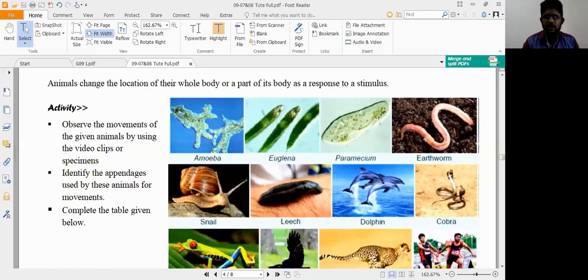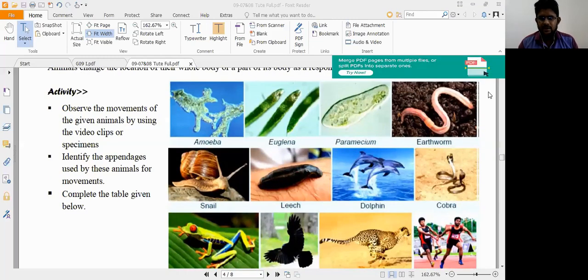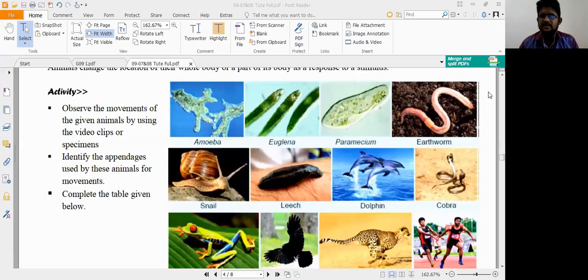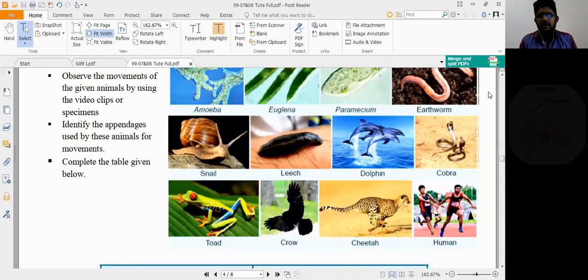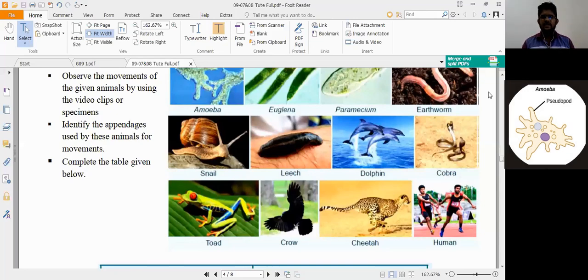You can see there are some organisms given. Amoeba, Euglena, Paramecium. They are some microorganisms. They are unicellular organisms too. Earthworm, snail, leech, dolphin, cobra, toad, crow, cheetah, human. So these organisms we are taking to point out the organs they have to move on. You see, amoeba, they have pseudopodia, or we say false feet. Amoeba, they have false feet.